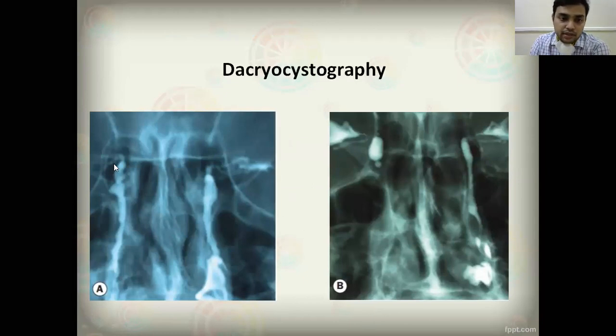So in this X-ray you can see this is the nasolacrimal passage. Here there is this white part. This is the radio opaque material which we injected. Here we see complete filling of the lacrimal passages from the lacrimal sac to the nasolacrimal duct. This is a normal picture.